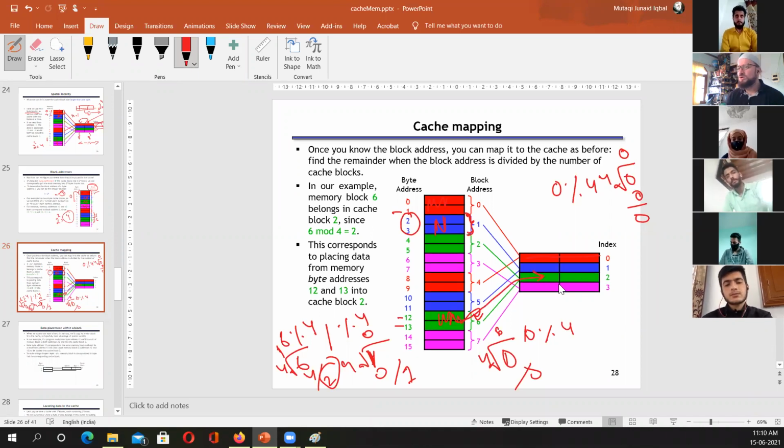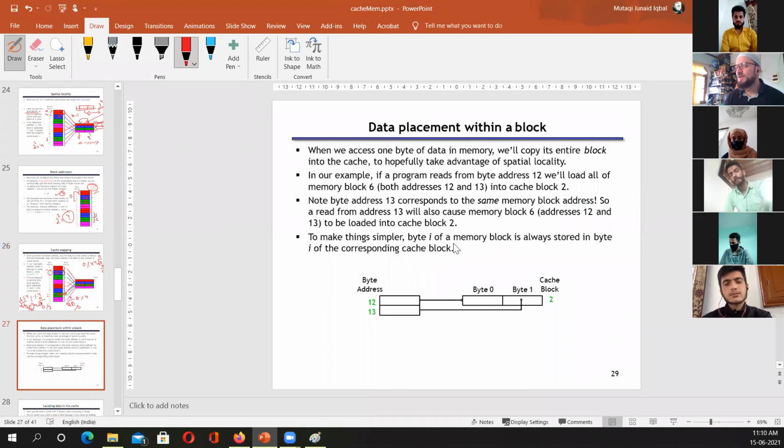Right? The question is which will go in this block, which will go in that block, and so on. We are at less than 1 minute. We'll continue this maybe tomorrow, because time is over.